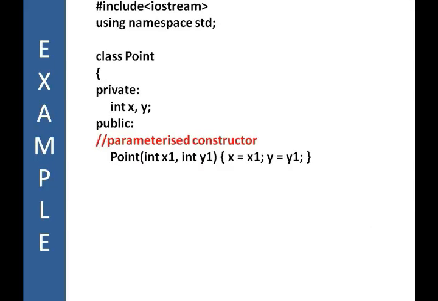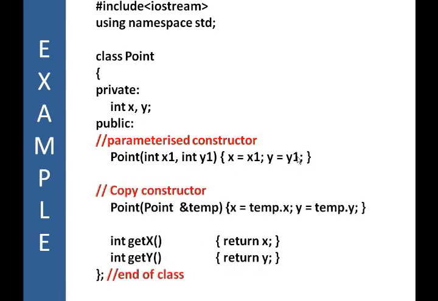Here is an example. This is a class point. Here the variables are private x and y. Then a parameterized constructor with int x1, int y1. We have already studied this parameterized constructor. We have two parameters in the parameterized constructor point. x1 and y1 are the parameters. x1 is assigned to variable x, y1 is assigned to variable y. We have two member variables x and y. So x will be assigned with x1, y will be assigned with y1. This is the duty of this parameterized constructor.